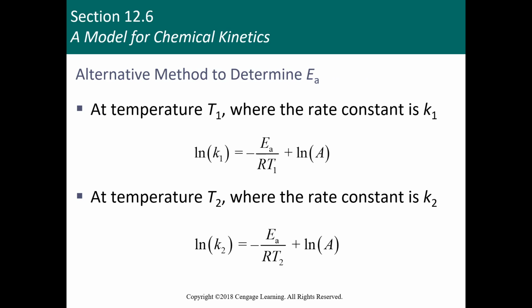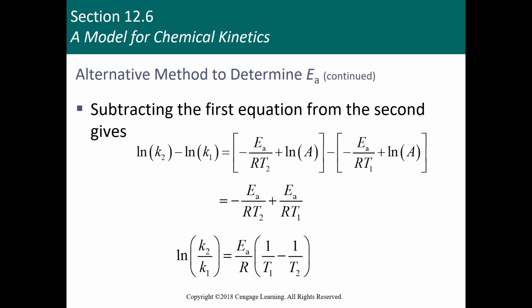So if we take temperature 1, where the rate constant is K1, we can then set a second state, which would be temperature 2. And so this would be our second state, temperature 2, rate constant 2, which matches up to that. We can then take one and subtract it from the other. So we subtract the first equation from the second equation.